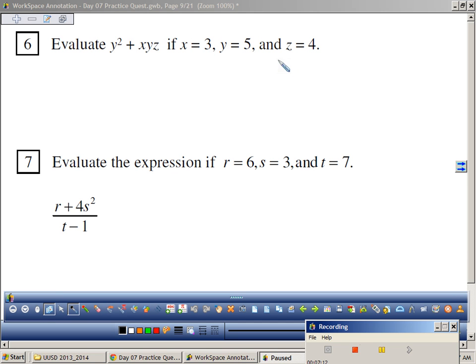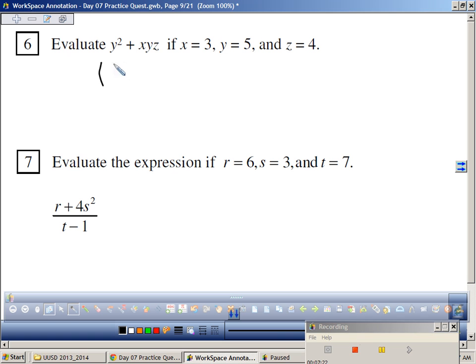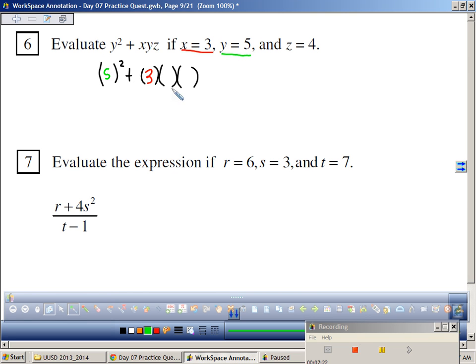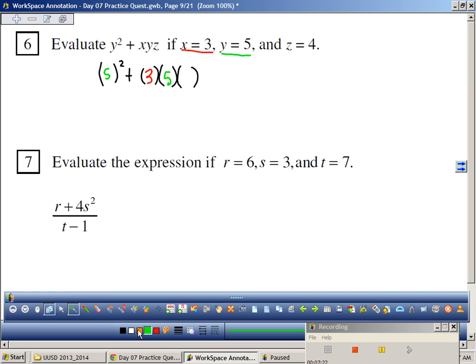All right, number 6, let's evaluate this. So I have variables, but they tell us what the variables are, so we're going to substitute, correct? So I have y squared plus x times y times z. Let's substitute. If x equals 3, we need to put a 3 right there. And if y equals 5, I need a 5 here and here. And finally, z equals 4, so I'm going to put a 4 right here.